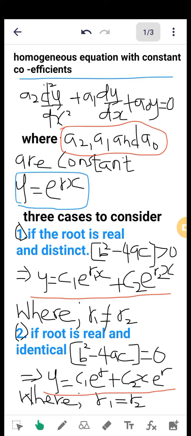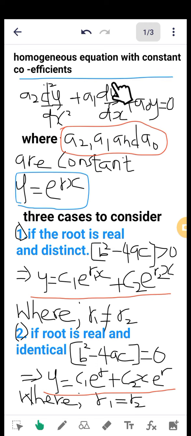We are here today, and we want to look at homogeneous equations with constant coefficients. Homogeneous in the sense that the particular side has been equated to zero, and you can see that this is the form of homogeneity. Despite it being second order, it is a second-order homogeneous equation.